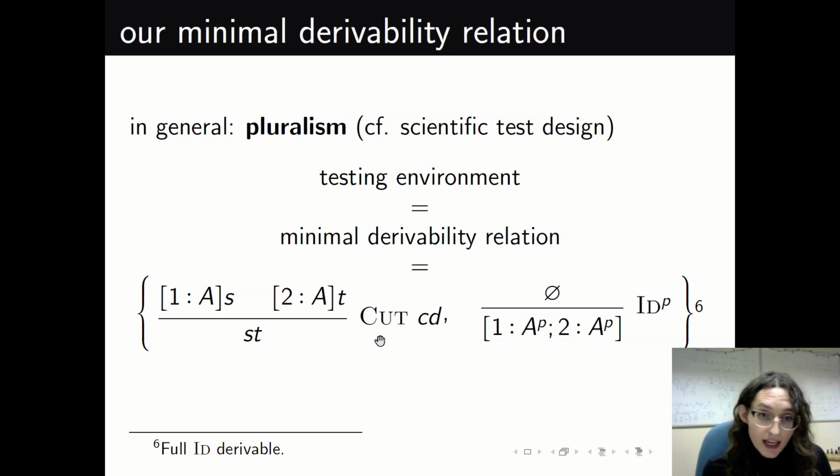Firstly, cut and identity are part of most of the interesting calculi, such as classical and intuitionistic logic, which we might be concerned with. So this is a function of how comparable our results will be. If we want to talk about some of these interesting calculi containing both of those rules, it might be adaptive for us to also include them into a minimal derivability relation.